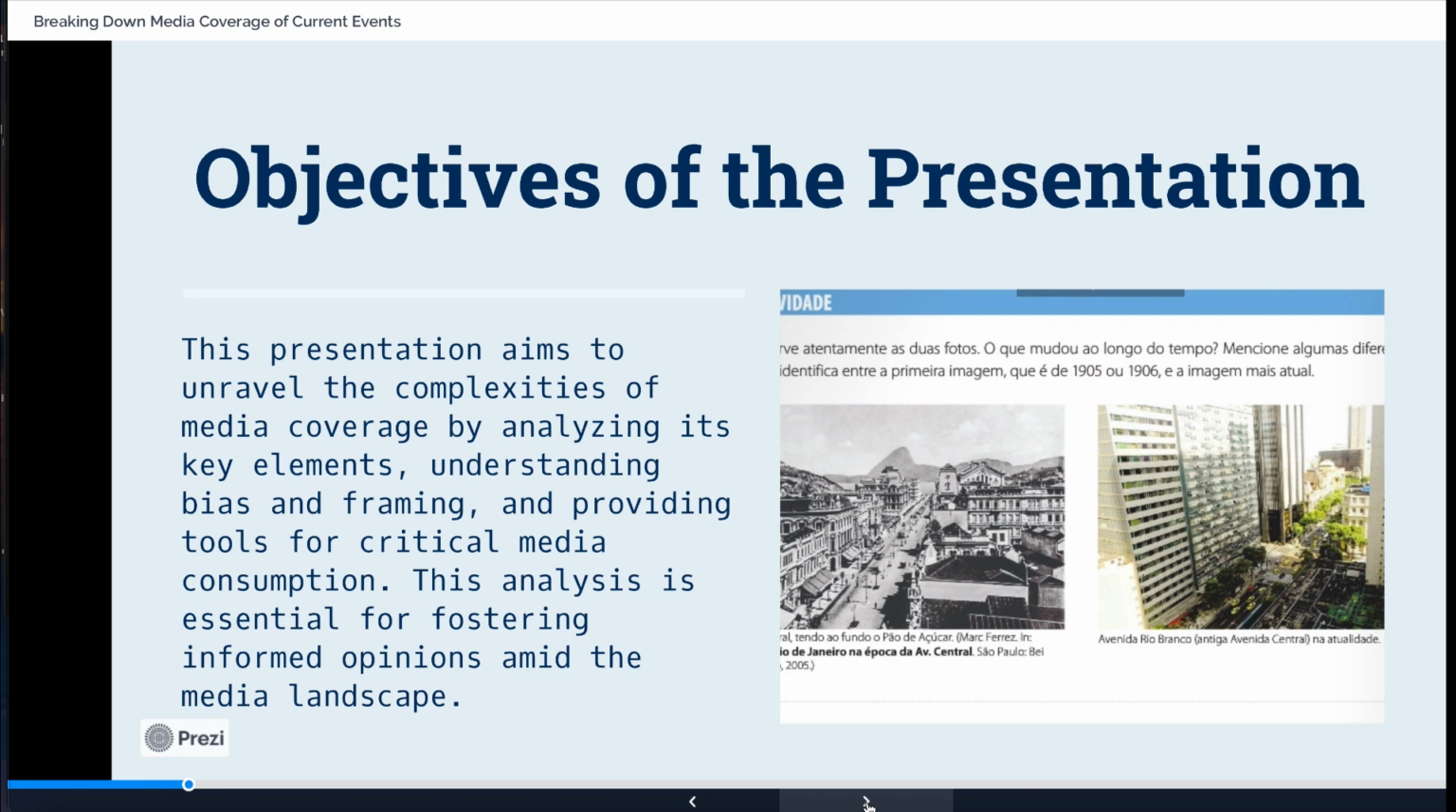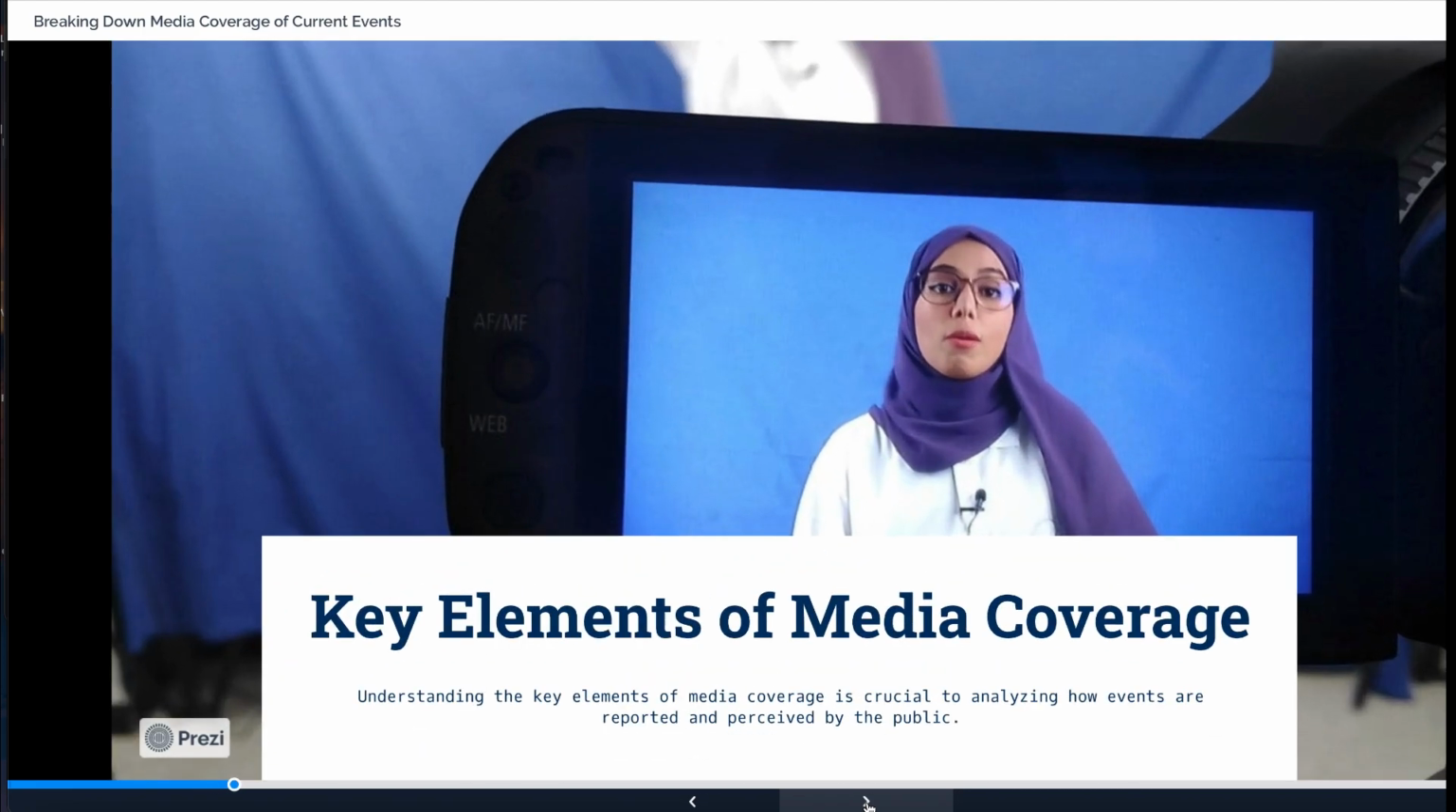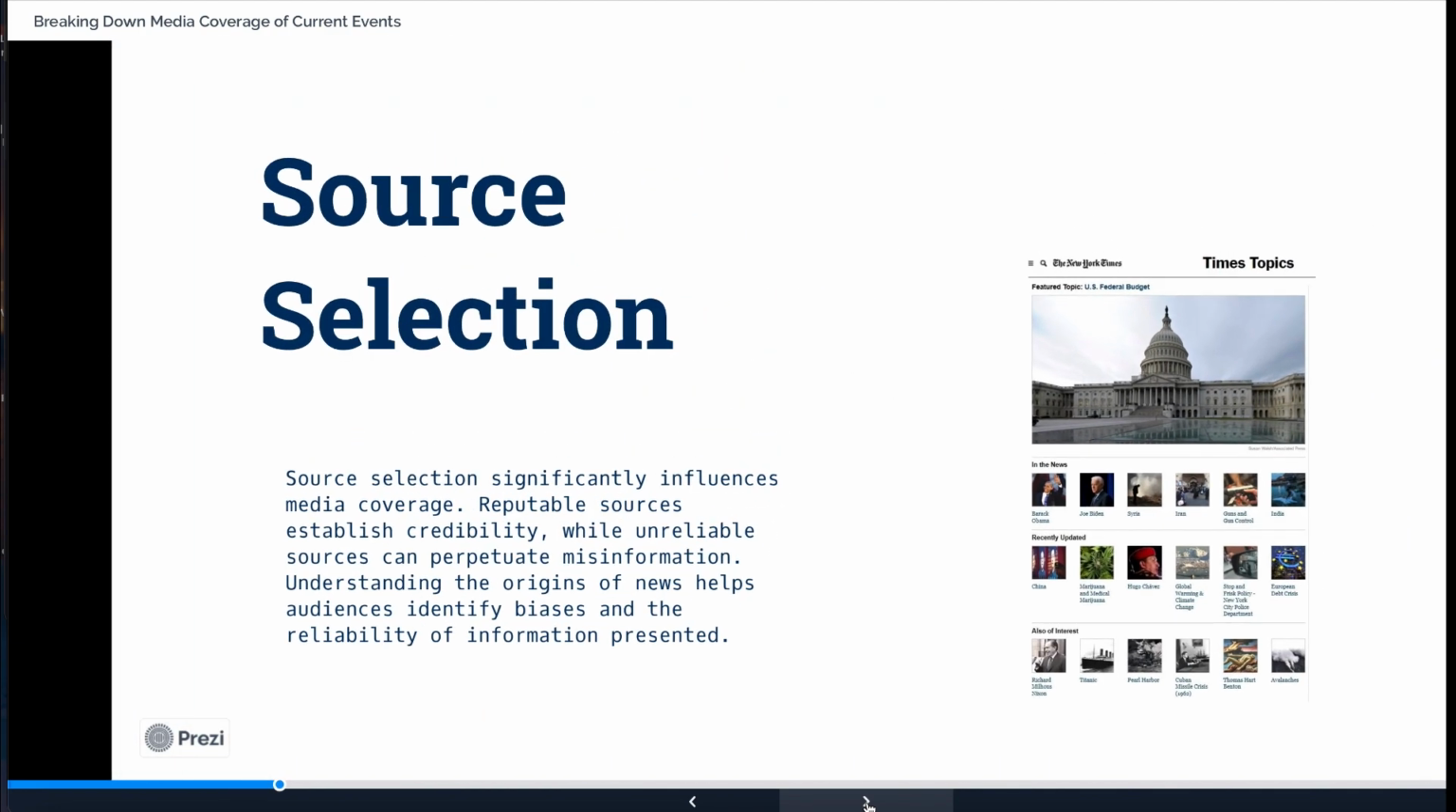Key elements of media coverage. Understanding the key elements of media coverage is crucial to analyzing how events are reported and perceived by the public. Source selection. Source selection significantly influences media coverage. Reputable sources establish credibility, while unreliable sources can perpetuate misinformation. Understanding the origins of news helps audiences to identify bias and the reliability of information which is presented.